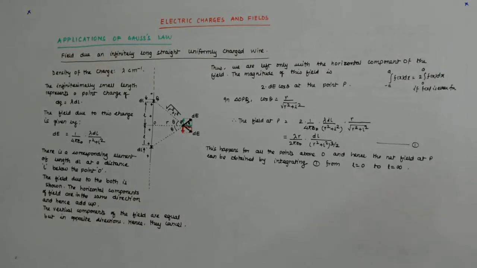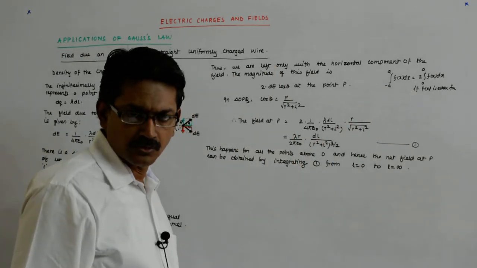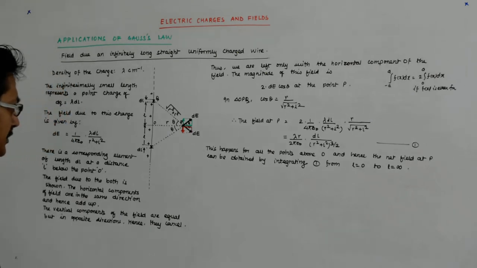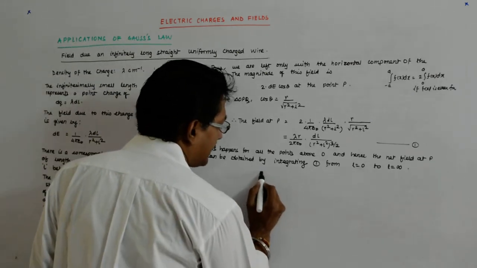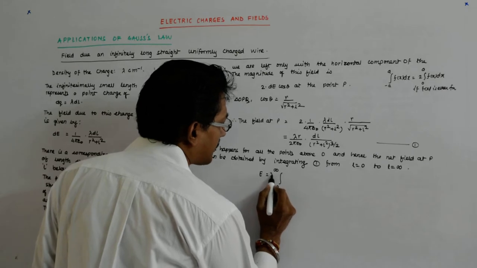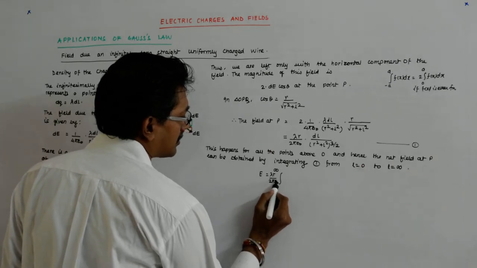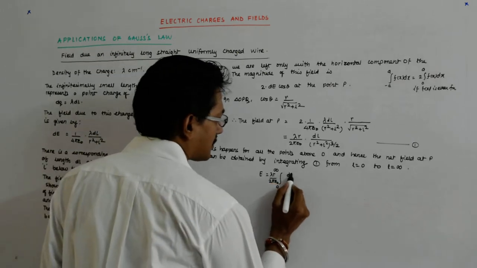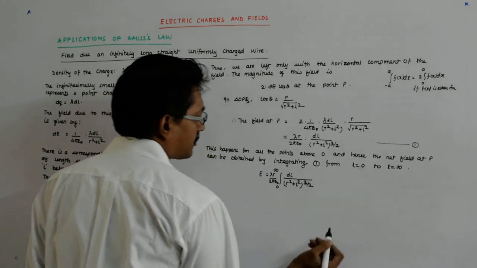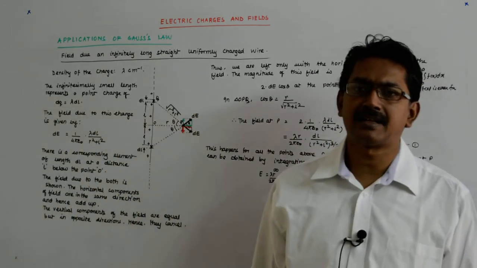You'll find this to be an even function, and hence it is twice of 0 to infinity. For this you will have to go and see the definite integral videos, which I recommend you to do. So E is the integral from 0 to infinity, lambda r upon 2 pi epsilon naught, dl upon (r square plus l square) to the power 3 by 2. Here r is a constant, l is a variable. That thing has to be kept in mind.